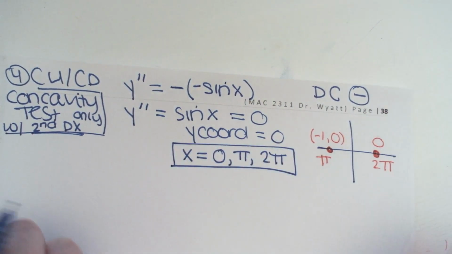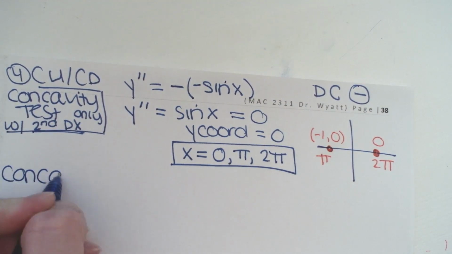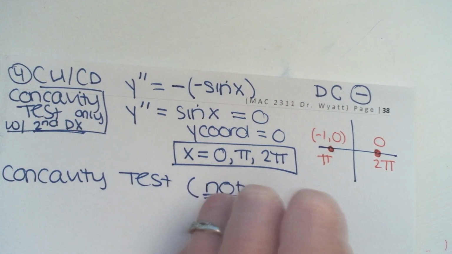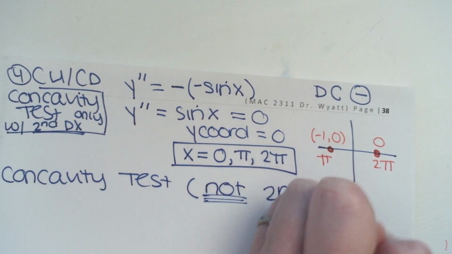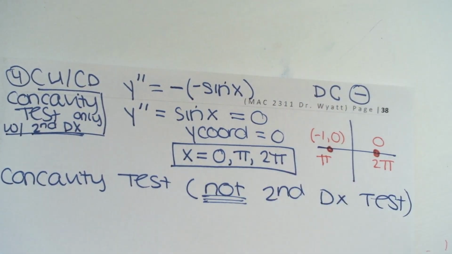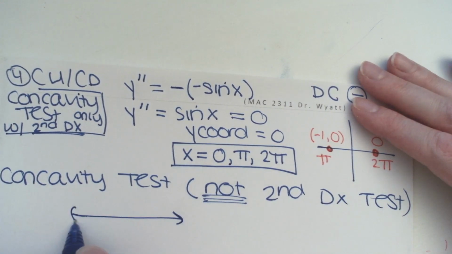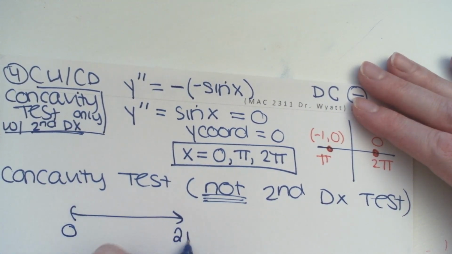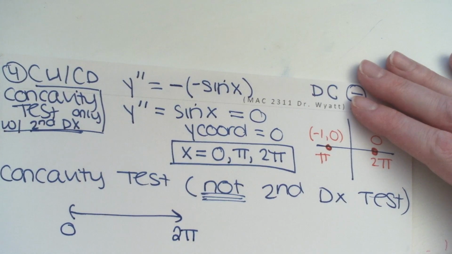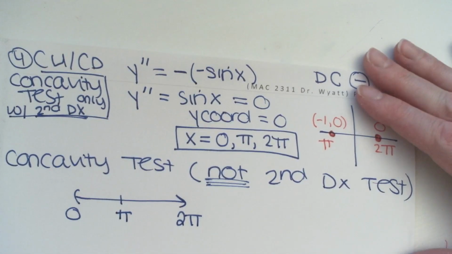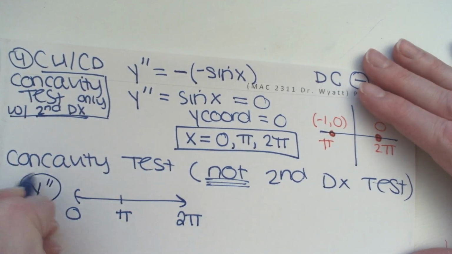Okay. So for our concavity test, and remember, this is not the second derivative test. This is a different situation. This is the concavity test, or test for concavity. It is not the second derivative test. For the concavity test, I'm going to draw my number line, which is going to go from 0 to 2 pi. And then the only number I need to put down would be my pi. And I'm going to plug in to the second derivative.